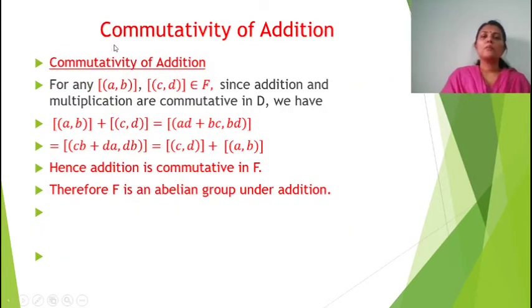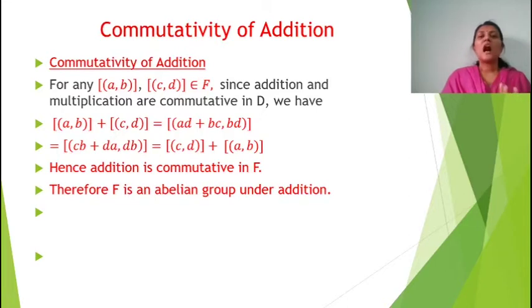Now we have to show the commutativity of addition. Take two elements a/b, c/d of F. We know that addition and multiplication are commutative in the integral domain D. So a/b + c/d is equal to (ad + bc)/bd, the formula, which is the same as (cb + da)/db, since the commutative property of addition and multiplication is used, which is the same as c/d + a/b. Hence addition is commutative in F. Therefore we proved the four properties of an abelian group. Therefore F is an abelian group under addition.